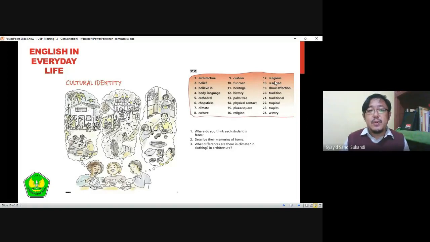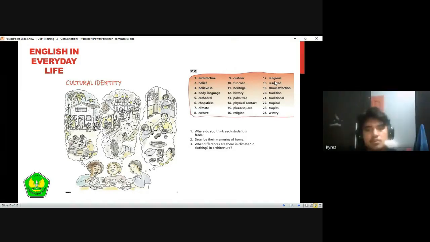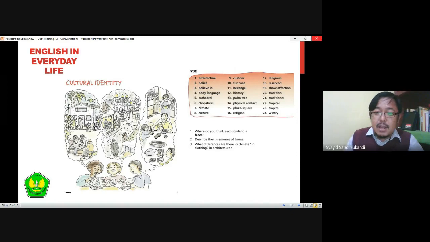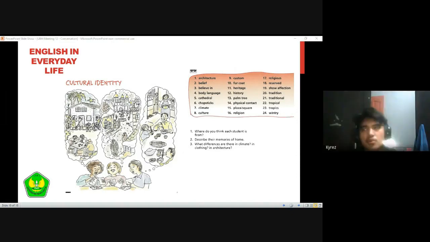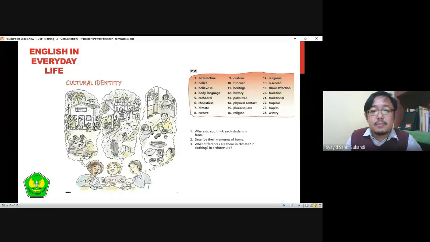And then religion and religious. What is the difference between religious and spiritual? What do you think? What is the difference? Religious, spiritual. Religious is, I think it's more connected to religion. Okay. What about spiritual? Spiritual, more to our self or mind. Our body. Okay. All right.